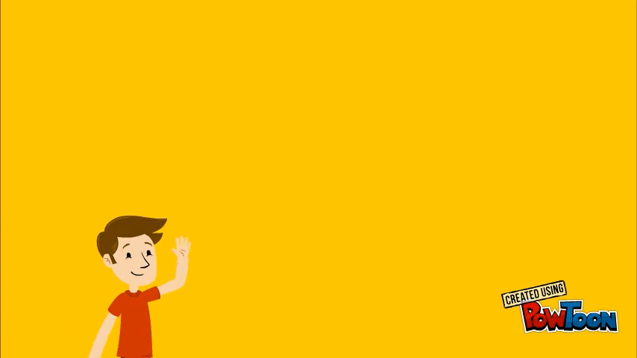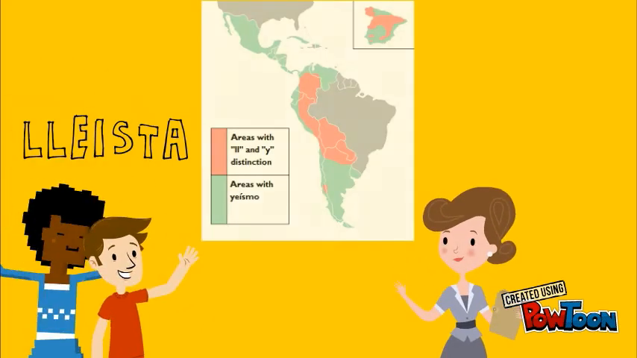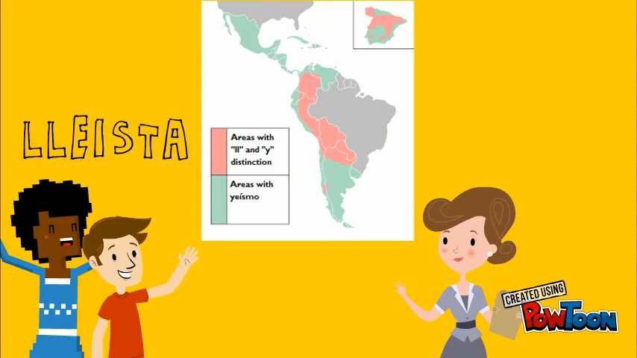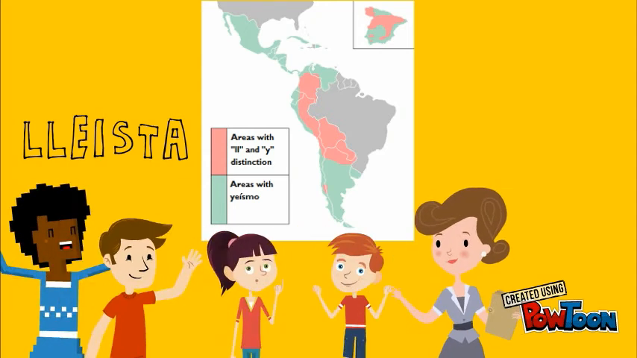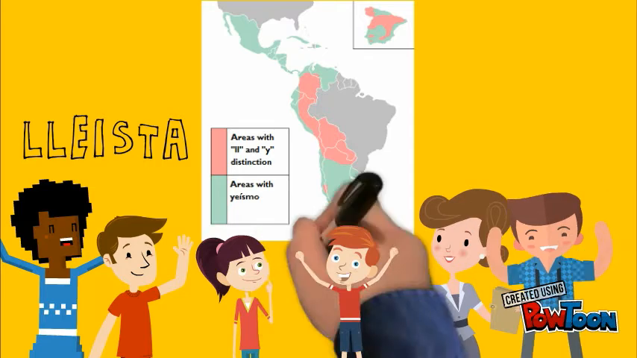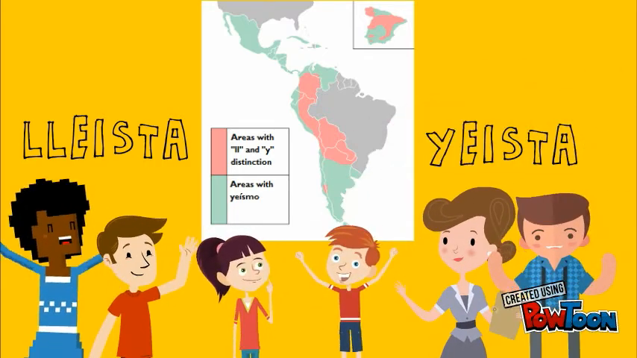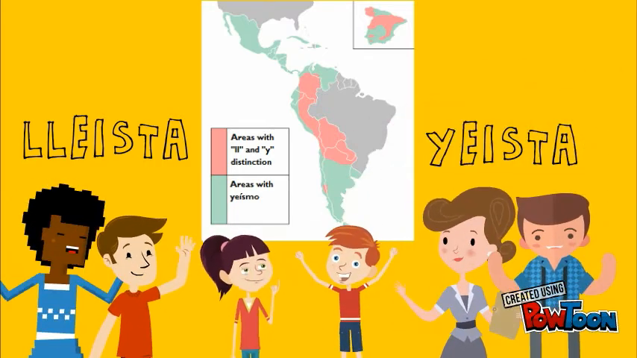Dialects that distinguish ll from y are called lleísta and include northern Spain, northern Argentina, northern Chile, and most of the Andean highlands from Bolivia to Bogotá. All other dialects are yeísta. For the vast majority of speakers, the ll has become y.